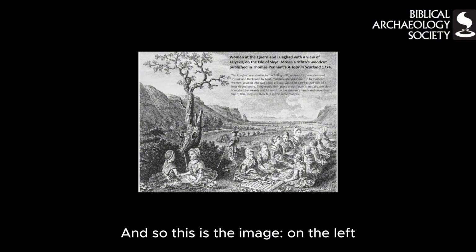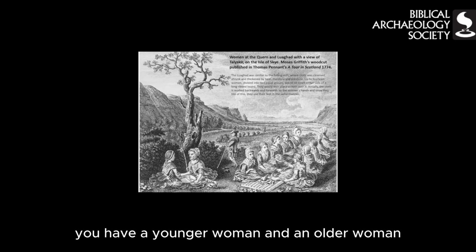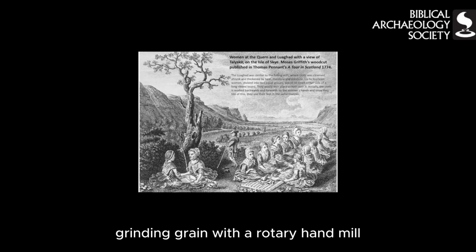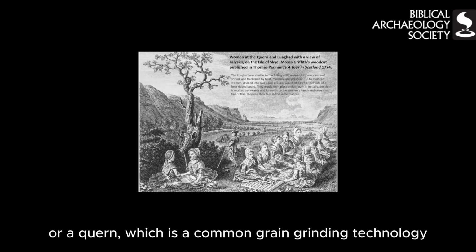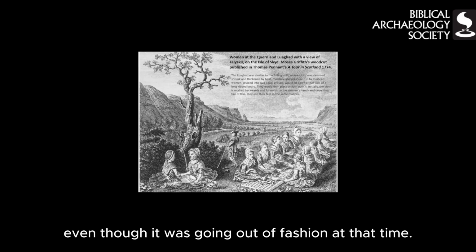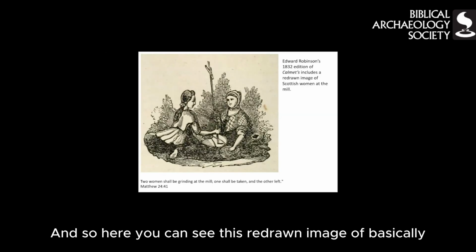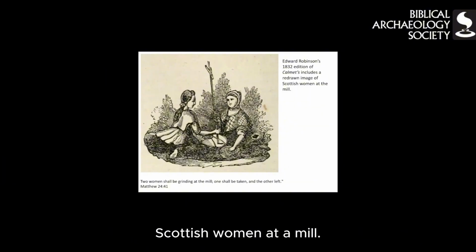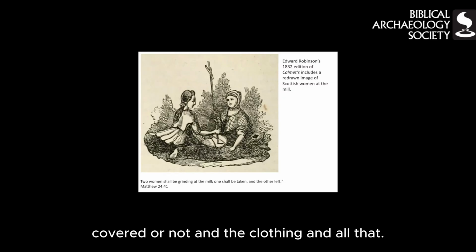And so this is the image. On the left, you have a younger woman and an older woman grinding grain with a rotary hand mill or a quern, which is a common grain grinding technology, even though it was going out of fashion at that time. And so here you can see this redrawn image of basically Scottish women at a mill. It's definitely not Eastern. No, it's Scottish, although it's changed a bit, but you can still see the hair covered or not and the clothing and all that.